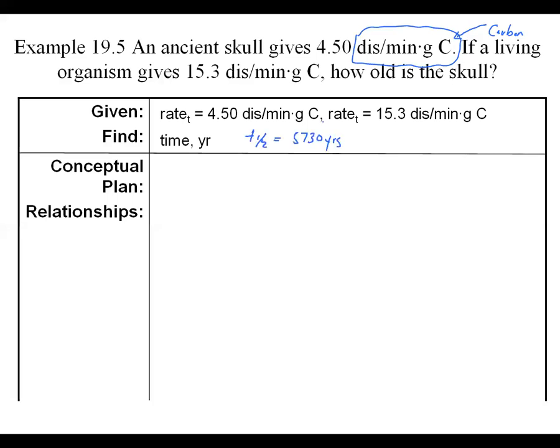So if a living organism gives 15.3 disintegrations per minute per gram of carbon, how old is the skull? So again, you want to use your kinetics equations. And again, here we're not using molarity or grams, we're actually using rates of radioactive decay. Again, works the same way. So why don't you take a minute or so and see what you come up with.